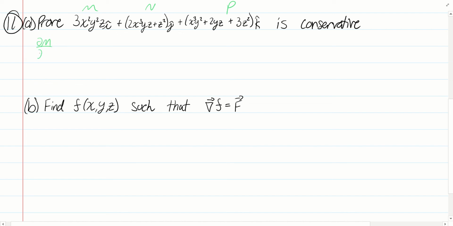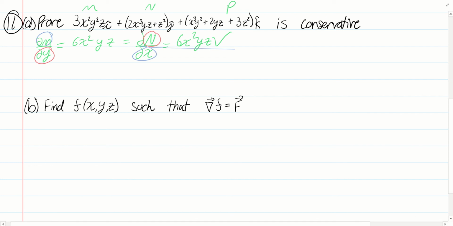So partial of m with respect to y equals 6x squared yz. And this is supposed to equal partial of n with respect to x, which equals 6x squared yz, check mark. So notice y goes with the n, m goes with the x.